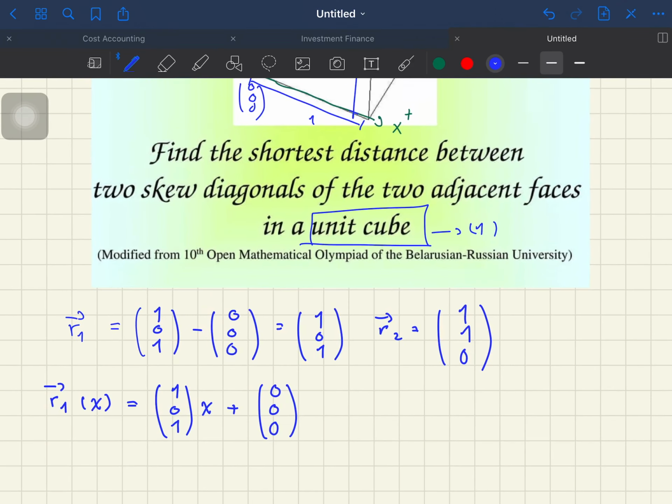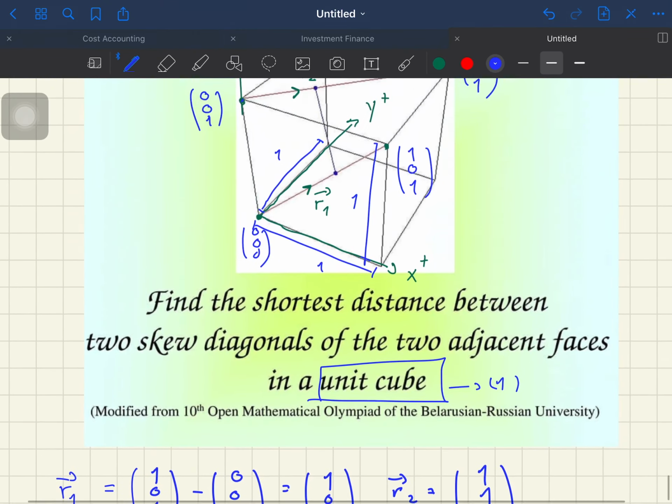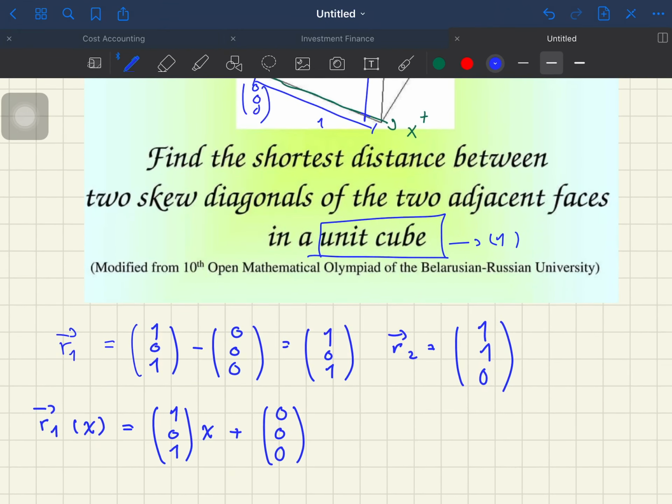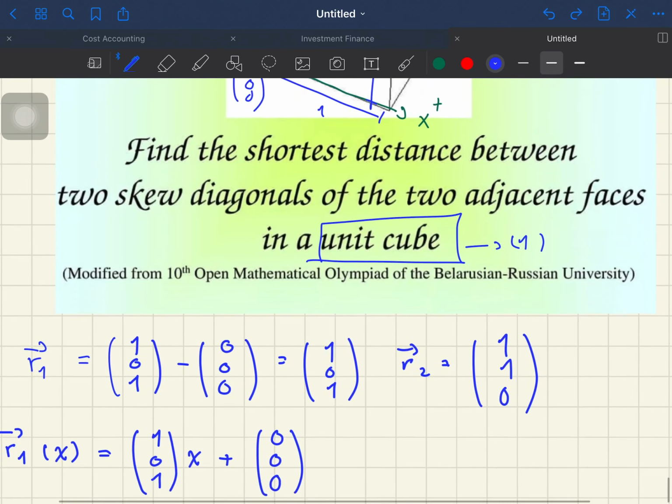Because if you substitute x equals 0, the vector is just 0, 0, 0, because 0 times 1, 0, 1 is 0. So we just have left 0, 0, 0, this remaining vector here, which is true because the vector doesn't move at all at the origin.